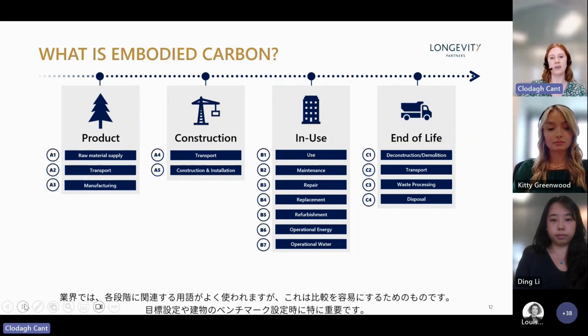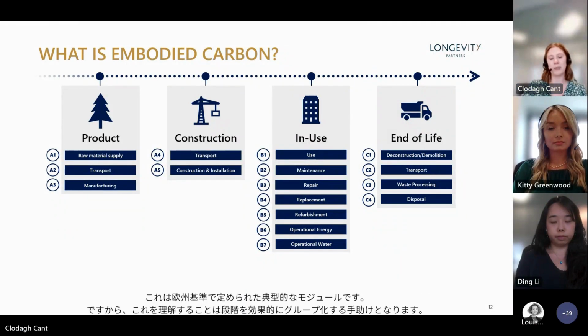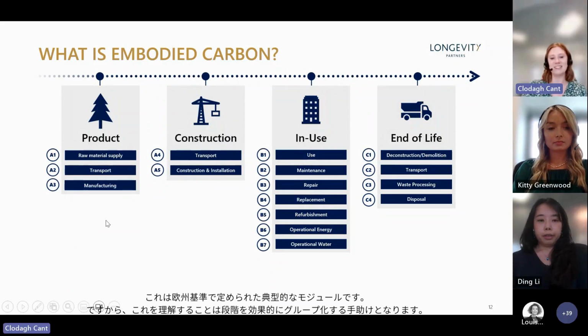It's quite common when we see this within the industry that we see letters associated with each of these stages. This can sometimes bring a lot of confusion to people, but essentially these are here to allow us to group all of these stages independently and allow us to actually make sure that when we compare, we're comparing like for like. And this is particularly important when we're setting targets and when we're benchmarking our buildings within the industry. These are typical modules which are set by European standards, both at a product and at a building level. So it's not necessarily a scary thing to see, it's just that it allows us to group our stages effectively.